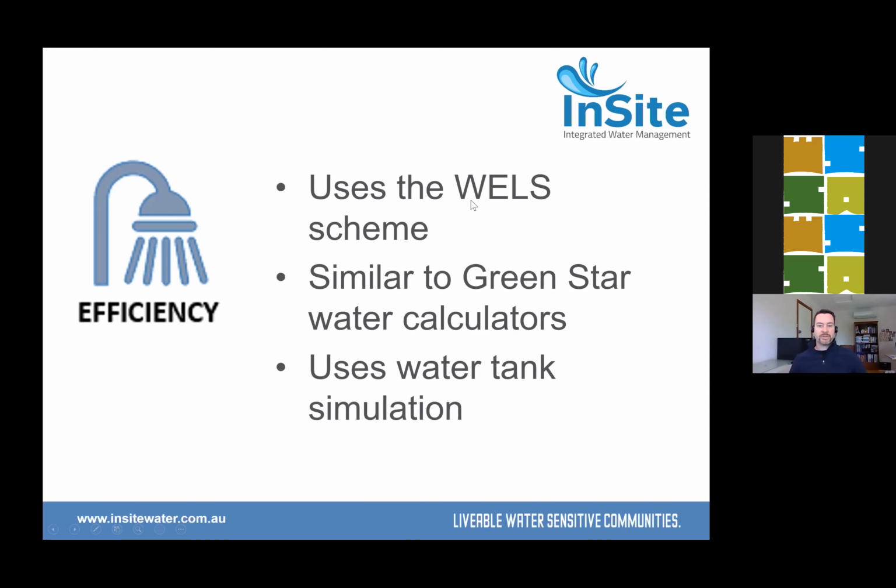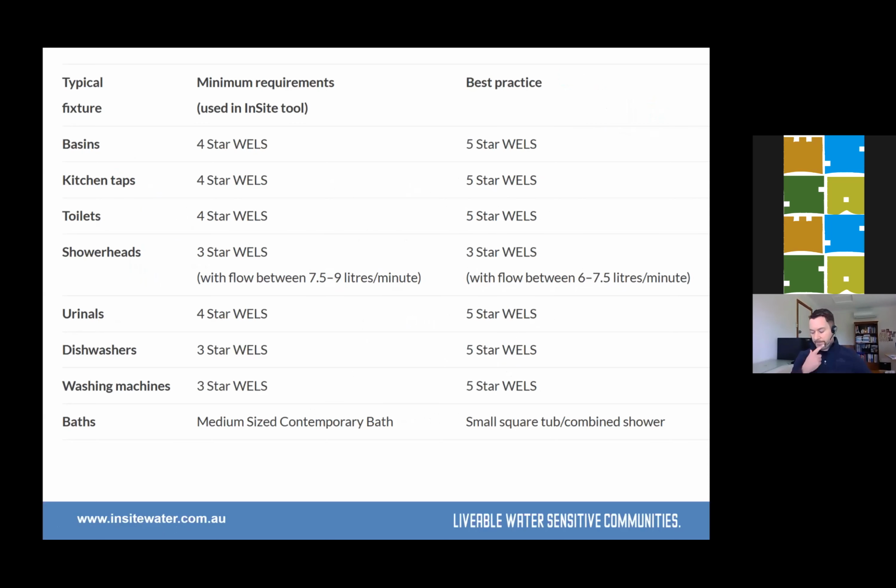We use the WELL scheme, which is the water efficiency labelling scheme. Pretty much any tap or toilet or fitting that you buy at Bunnings or anywhere else will have one of these WELL stickers on it. So it's very clear for the building industry when we specify a WELL's target, whether the various things they're choosing meet these requirements. The approach we've used is similar to Green Star or other water calculators out there, and it uses a water tank continuous simulation of about 10 years of data to get a good approximation or good prediction of how a water tank will behave.